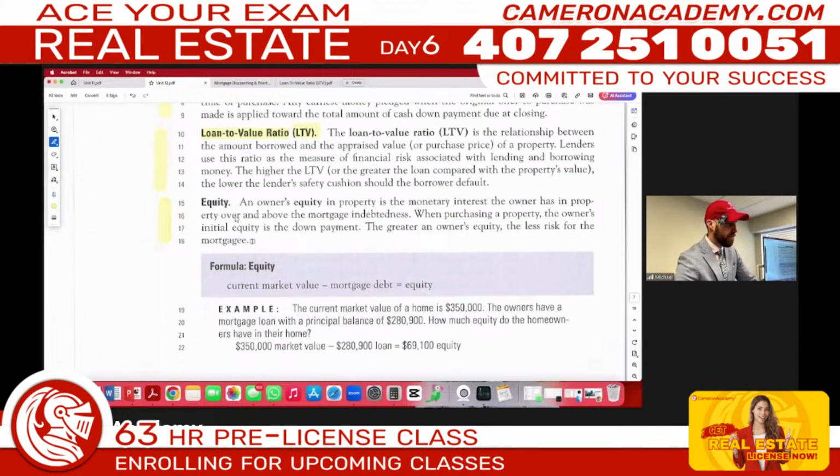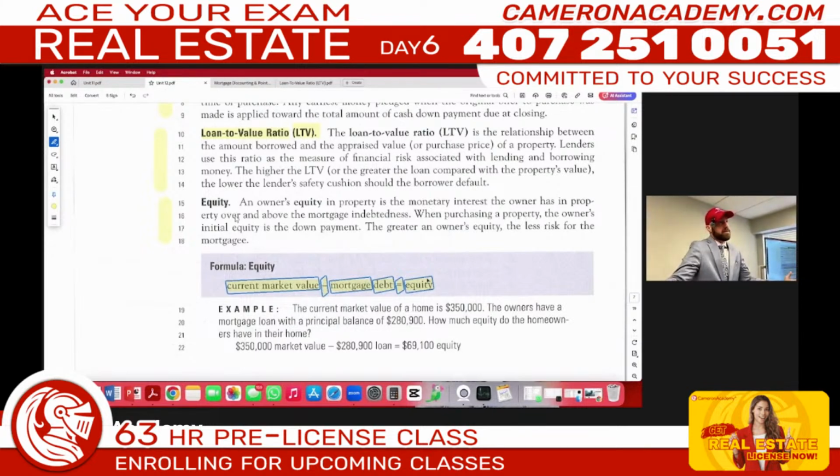Let's talk about equity. Equity is the difference between what it's worth, current market value, minus what you owe. Whatever's left over is your equity. Equity is a good thing. It's a positive feature. Now, if your property is worth more than what you owe, imagine your property is worth $500,000, but you owe $300,000. You got $200,000 equity in your home.